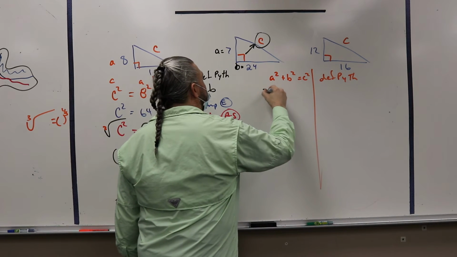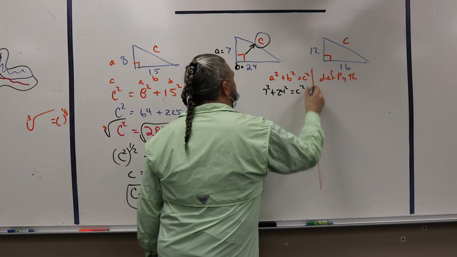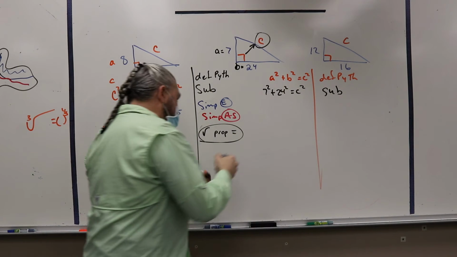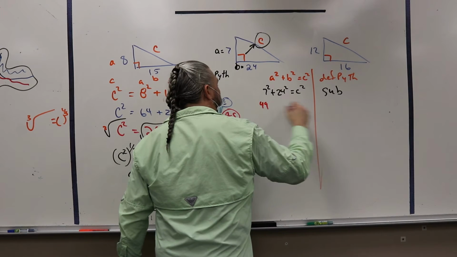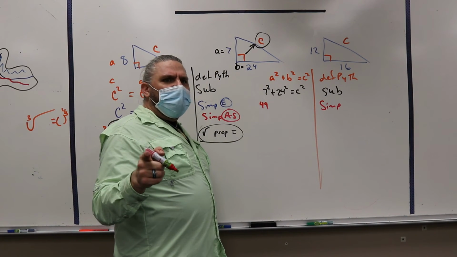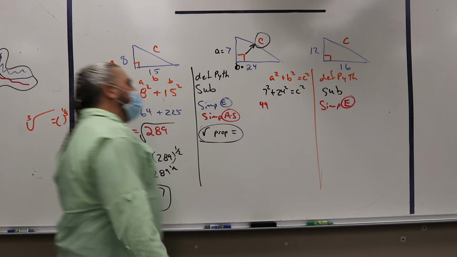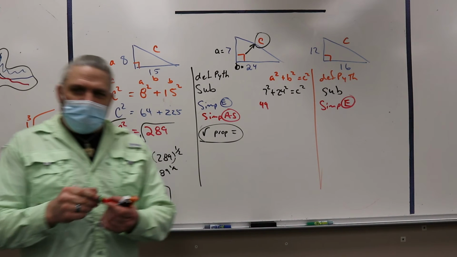So we have 7 squared plus 24 squared equals c squared, right? And so that's substitution. And so what's 7 squared? 49. And remember, we're using the simplification of what? Exponents. Good job. Okay? And then what's 24 squared? 460? Anyone have a calculator?